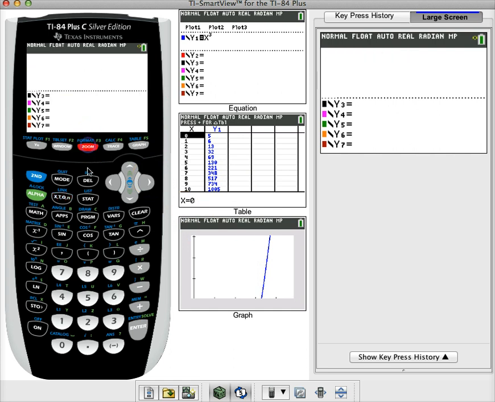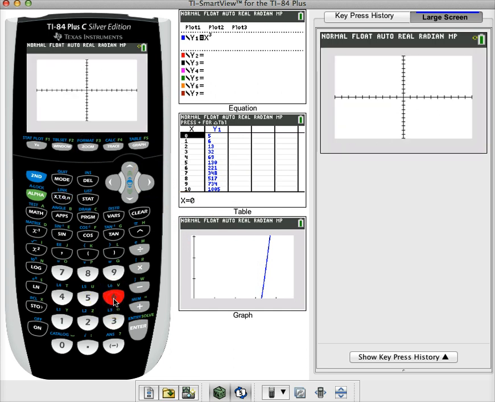I'm going to hit zoom 6 for zoom standard. You're going to see this window, and here's the first function. There's our cubic, and then here comes the parabola, the quadratic, the y2 graph in red. It looks like there are two solutions here, but with the cubic there's actually going to be three. I'm going to show you how we calculate these, and that we're going to have to move way up here to see that final zero.